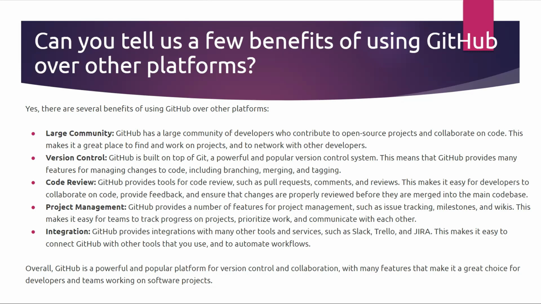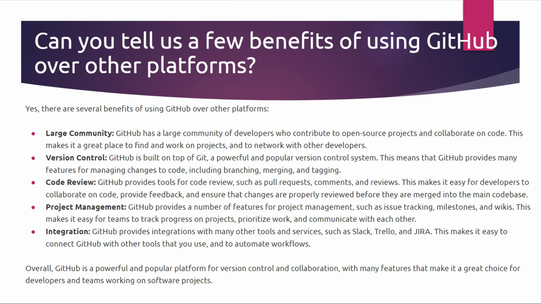GitHub provides tools for code reviews such as pull requests, comments, and reviews. Project management: GitHub provides a number of features for project management such as issue tracking and milestones. So this makes it easy for teams to track progress on a project, prioritize work, and communicate with each other.